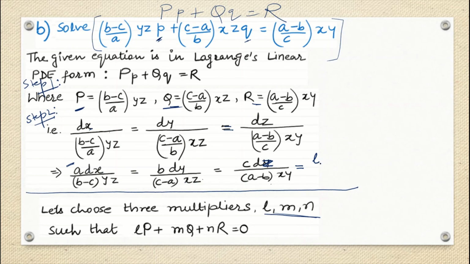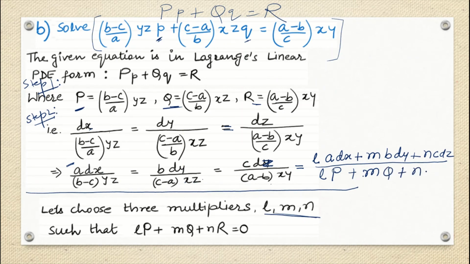That will be what? l into a dx, plus m into b dy, plus n into c dz, divided by what I am going to write down, l into this complete thing. This complete thing is my capital P, plus m into this complete thing, which is your capital Q, fine, no? Plus n into this R, and that will be nothing but my k.